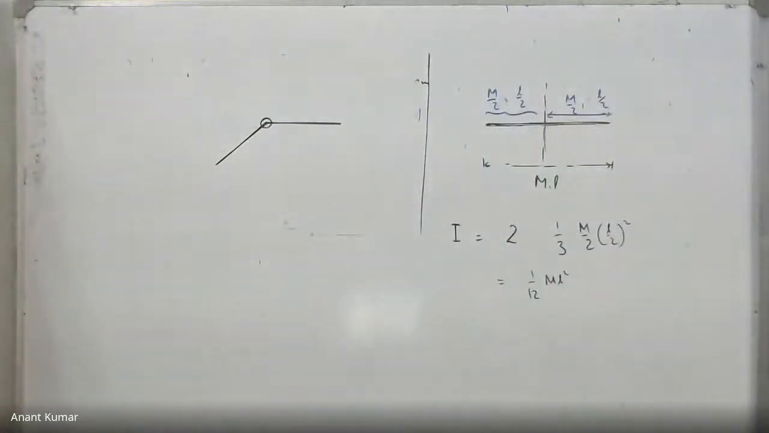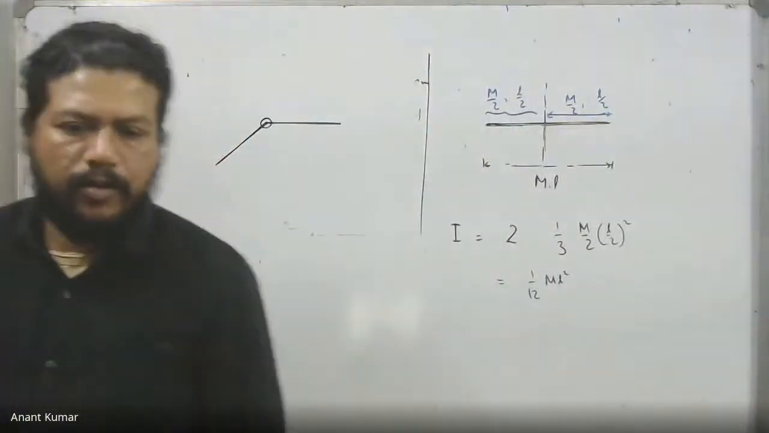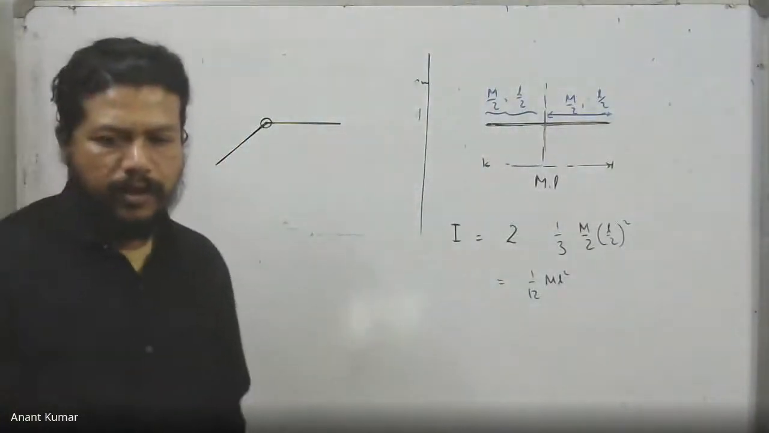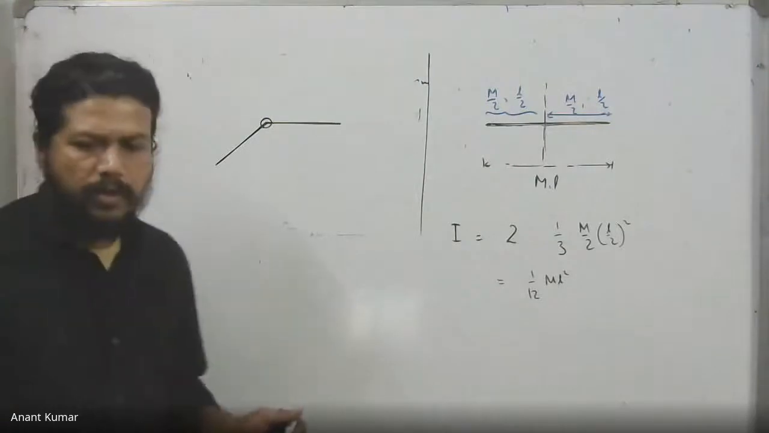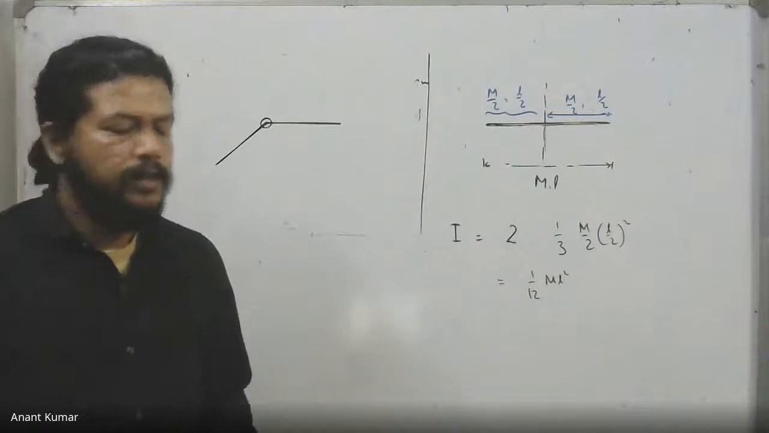The axis is perpendicular to the plane, in fact coming out of the plane. So that is the axis I'm talking about. If I change the axis, then definitely things will be different, right?